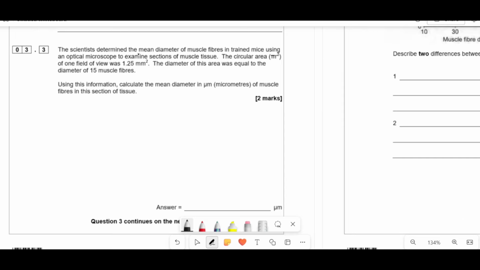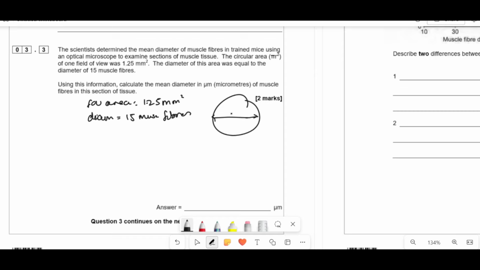There you go. The scientists determined the mean diameter of muscle fibers in trained mice using an optical microscope. The circular area of one field of view, so the field of view area, was 1.25 millimeters squared. The diameter of this area was equal to the diameter of 15 muscle fibers. So diameter was 15 muscle fibers. Then it says, using this information, calculate the mean diameter of muscle fibers in this section of tissue. Right. We need to find the diameter of this area then, and then we can find out, because that whole diameter of this area that the muscles they see in is 15 muscle fibers. So if we divide by 15, we can get what we want.